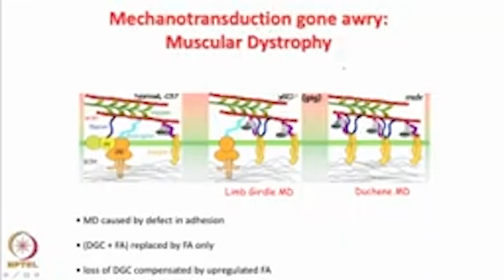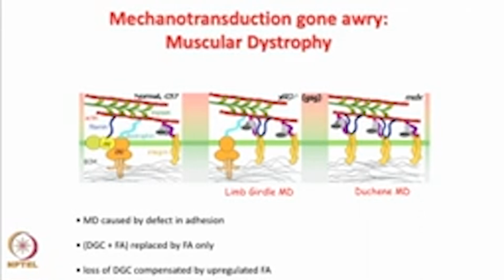So, this also brings us to the question of what would happen if this signal propagation, or if one or more elements of this network which connect the outside to the inside is perturbed. So, I would like to take a simple example of a disease where mechanotransduction is perturbed. This disease is called muscular dystrophy.